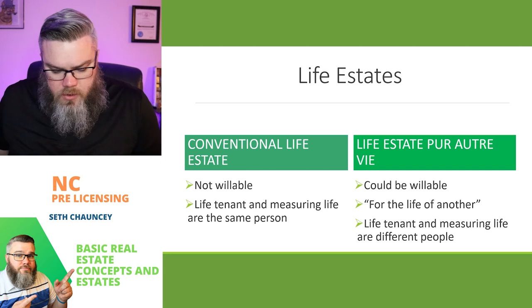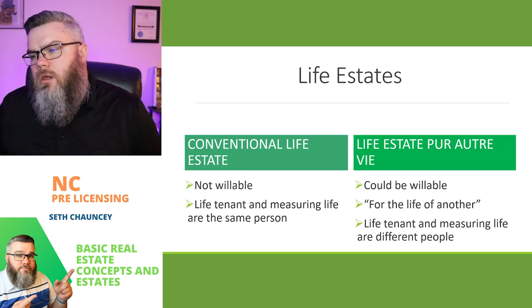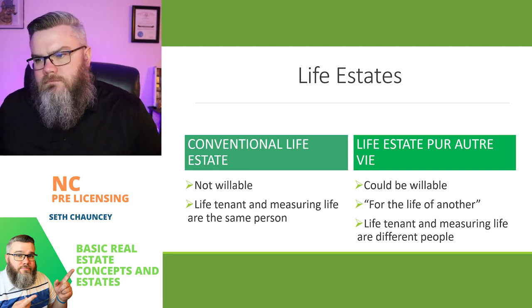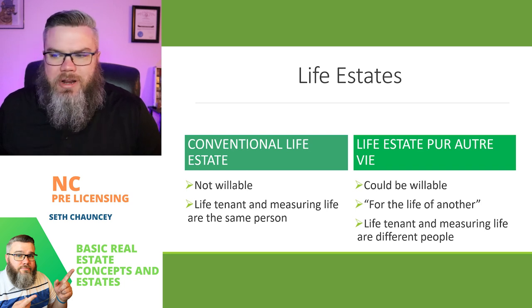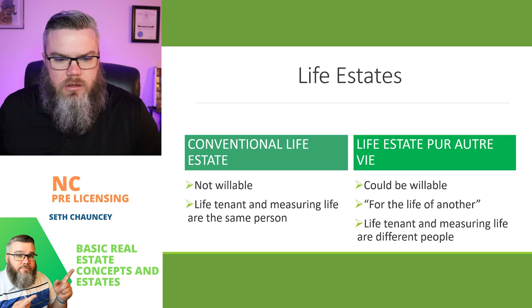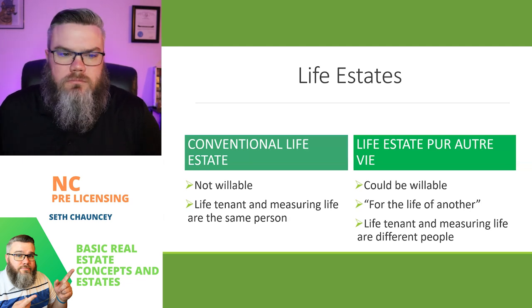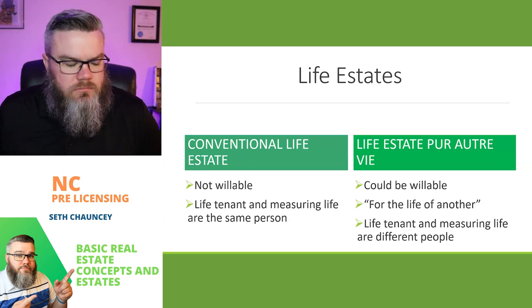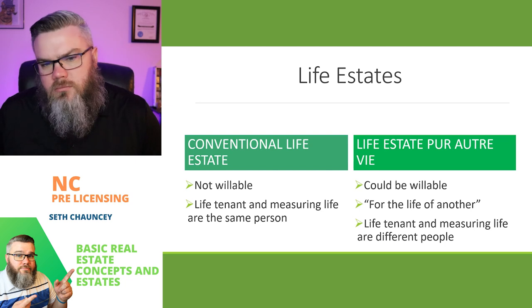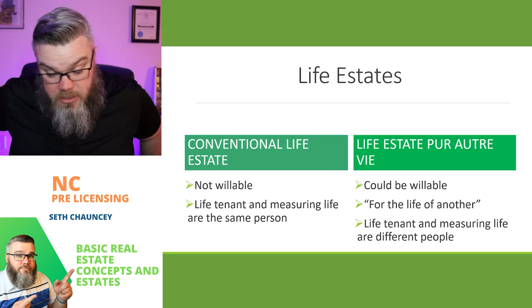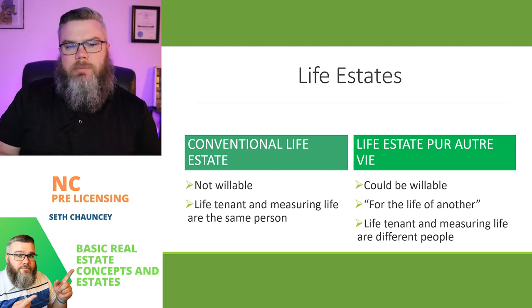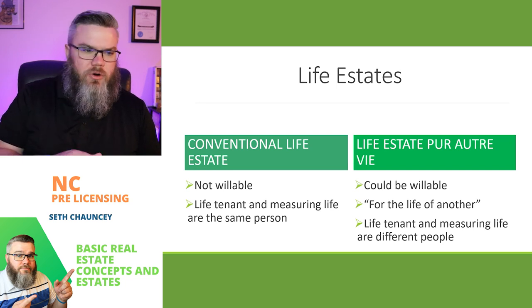The second statement right here, it says for the life of another. Is that just a reiteration of the third bullet point? It's just the translation of per ultra V. Per ultra V quite literally translates to for the life of another. Okay. Yeah. So the clarification is that the life tenant and the measuring life are different people in a life estate per ultra V.